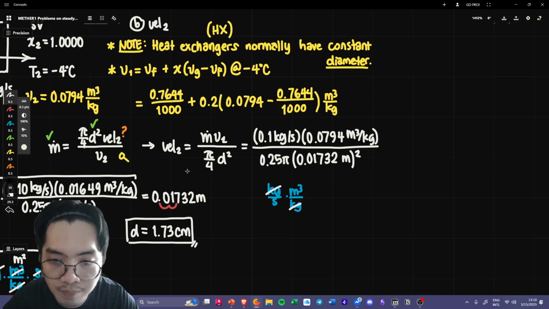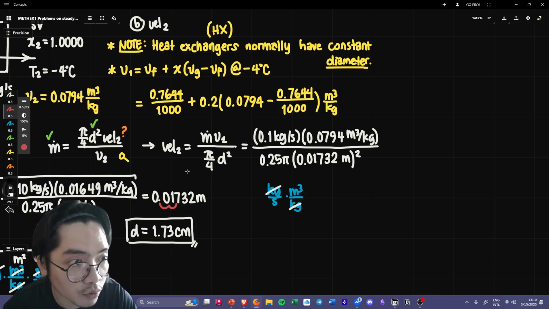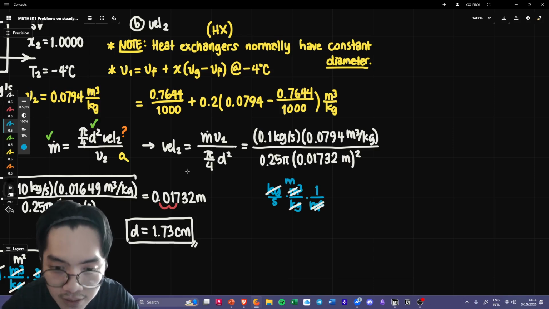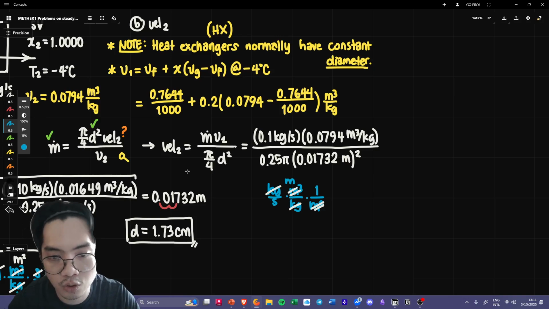All over meter squared. Right? All over meter squared. So all over meter squared cancel. You will have meter per second, which is correct. Right?